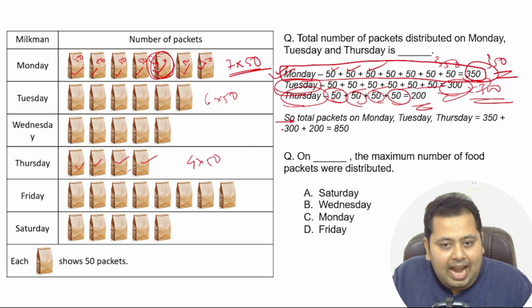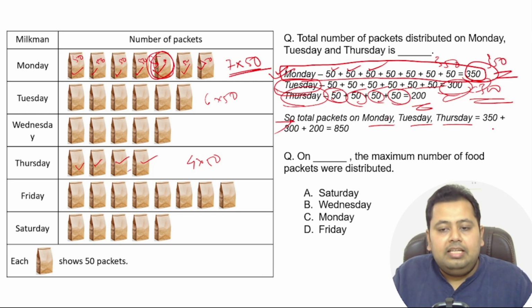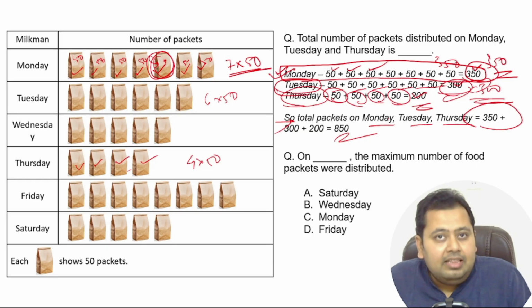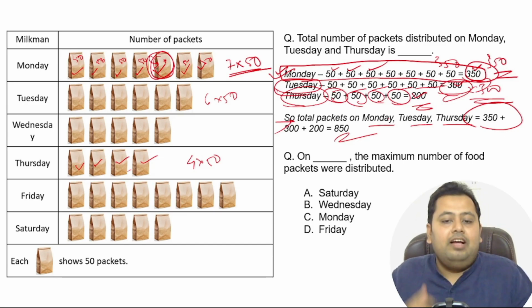Now, if you just add it for Monday, Tuesday and Thursday, you will get 850 as an answer. So if you add 350, 300 and 200, you will get 850 as the answer. And if you would have done that, then clap for yourself, right?